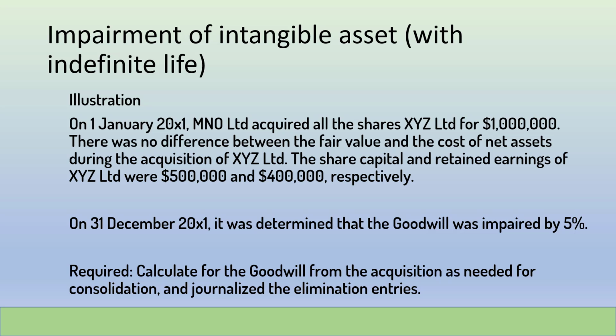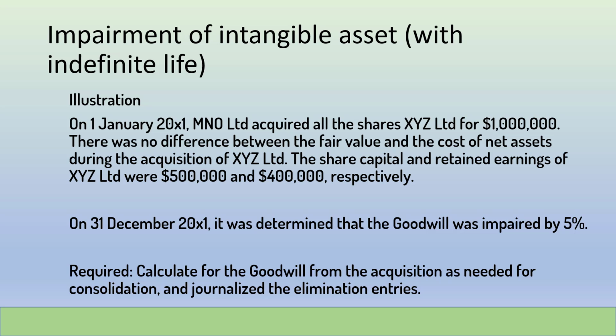Let's go on and discuss impairment of intangible assets with indefinite life. The best example here will be goodwill. Goodwill arises particularly on the consolidation and acquisition of another company, or consolidation of two companies. So there will be an acquirer and an acquiree. For more discussion on that, you can see my lecture on consolidation.